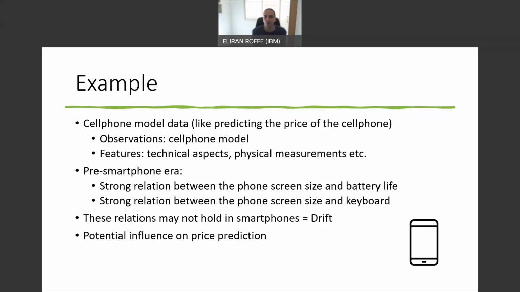As you remember, for example, the battery life was very good. I had to charge my phone, I don't know, twice a week. And now I need to charge it at least once every day. The screen size was very small, and now it is much bigger. We also have cases like keyboards: now no one has a real keyboard in their phone, right? It is not really an important feature like it was probably 10 years ago, when I had to click on the buttons. So there are many relations between these dataset features that no longer exist. And this may give us a drift, right? And this drift may have a potential influence on the model, on the price prediction.